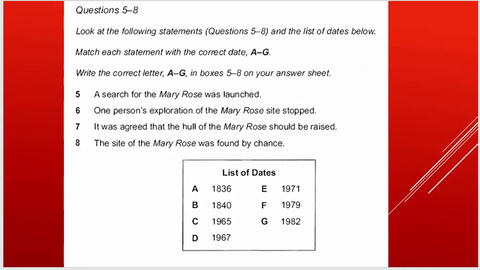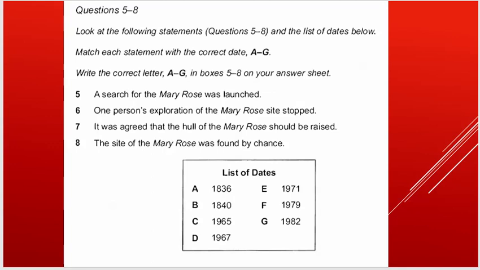Okay, it was agreed that the hull of the Mary Rose, some part of the Mary Rose, should be raised. So till then they were not agreeing for the hull to be raised. Then later on in this particular year, it was agreed that the hull should be raised. Some sort of an excavation should take place for the Mary Rose.